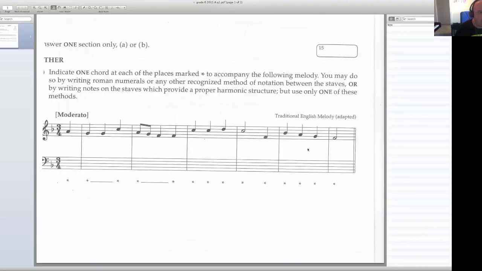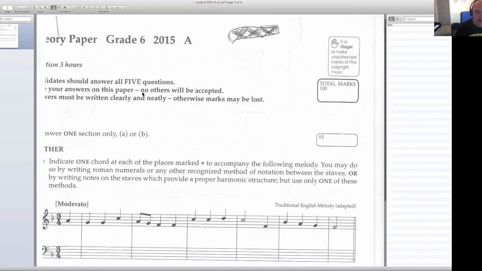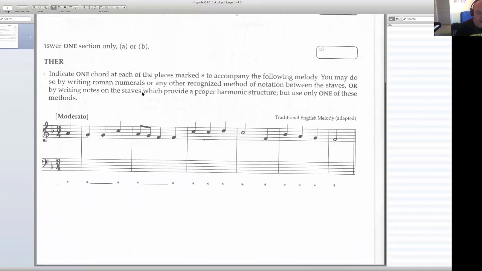So let's have a look at the paper. Let's have a look at the question. Here we go. You should be seeing it on your screen. It's from 2015, Grade 6, Associated Board. Now let's read the question. Indicate one chord at each of the places marked with an asterisk to accompany the following melody. You may do so by writing Roman numerals or any other recognized method of notation between the staves, or by writing notes on the staves, providing harmonic structure. But you can use only one of these methods. So, in other words, harmonize this melody. Put chords on this melody. Let's get at it.